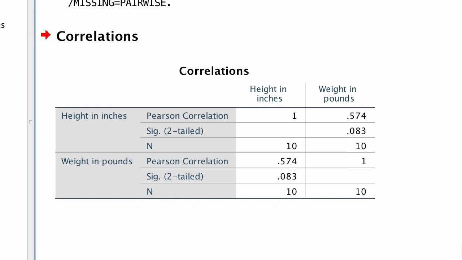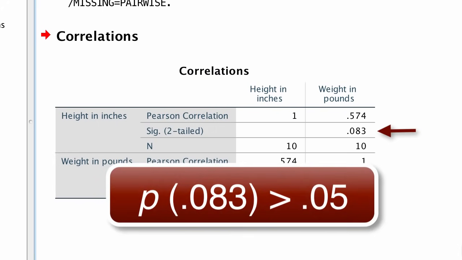So let's look at this coefficient. Notice that the off-diagonal correlations are the same because height correlates with weight exactly the same as weight correlates with height. In this case, it's a 0.574, which is pretty strong, but not significant because the sample size of 10 is pretty small. You are always more likely to find significance with larger sample sizes. If this correlation was significant, we would see some asterisks next to the coefficient.